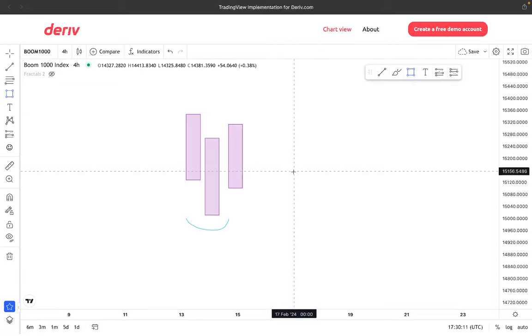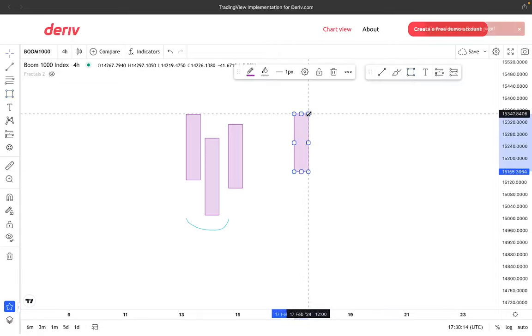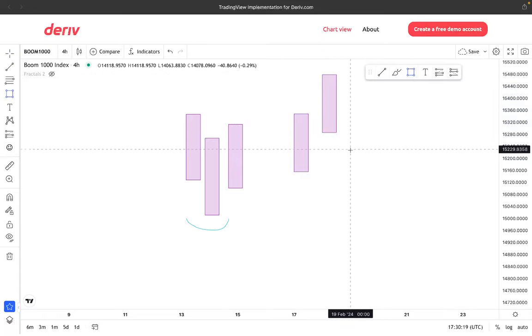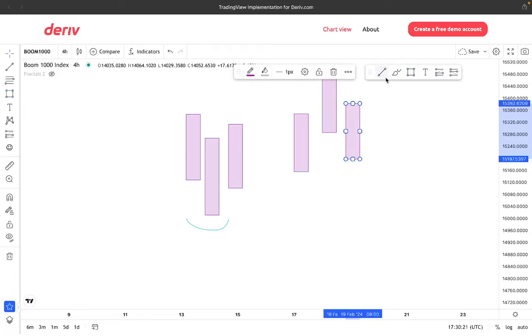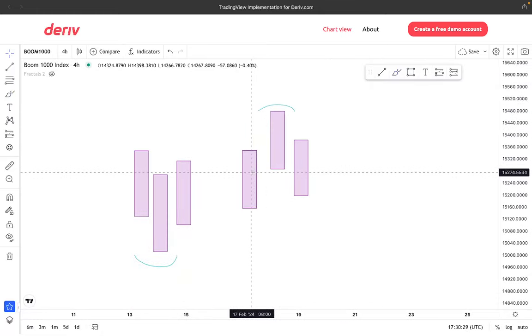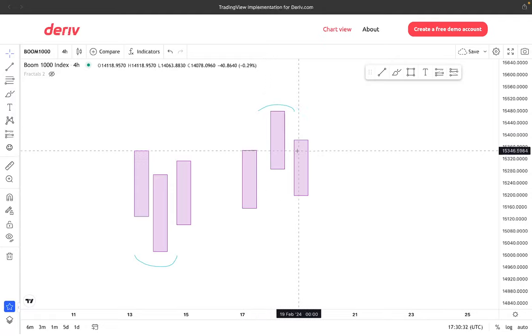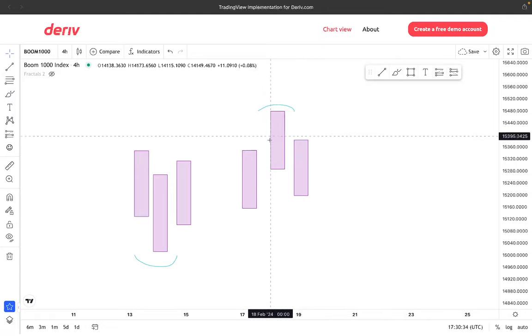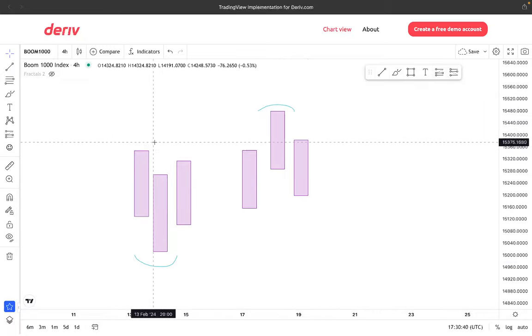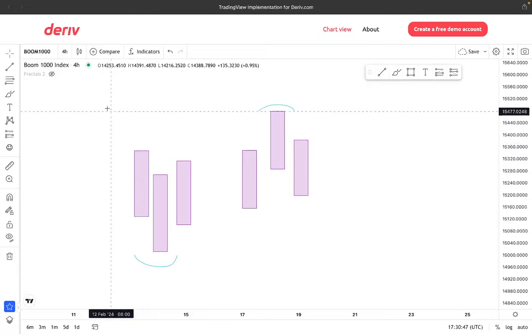Then it's the same example for a fractal high. As you can see, the left-hand side candle is lower than the middle candle. The right-hand side candle is lower than the middle candle. So fractal low, fractal high. These are the formations that I look for when I want to find a valid high and a valid low. I hope that makes sense.